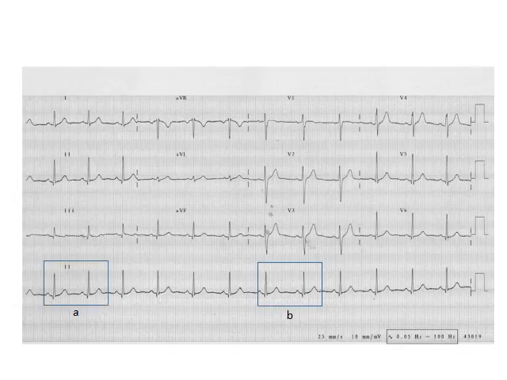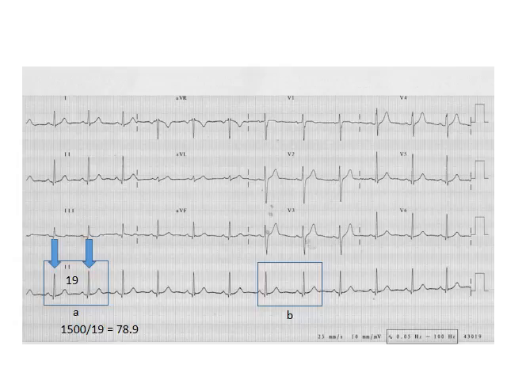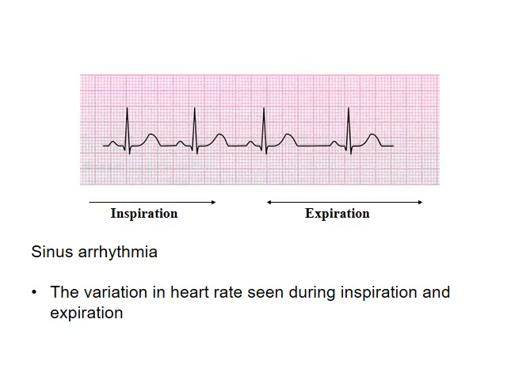Here, there is a slight difference in rate at the two locations. At point A, there are 19 small squares, so a rate of 69 beats per minute. At point B, there are 21 small squares, so a rate of 71 beats per minute. What we are seeing here is sinus arrhythmia. This is where there is a variation in heart rate during inspiration and expiration.